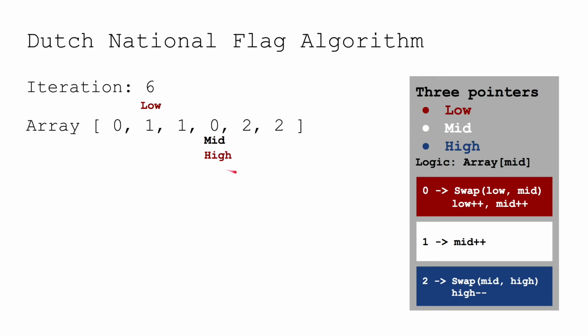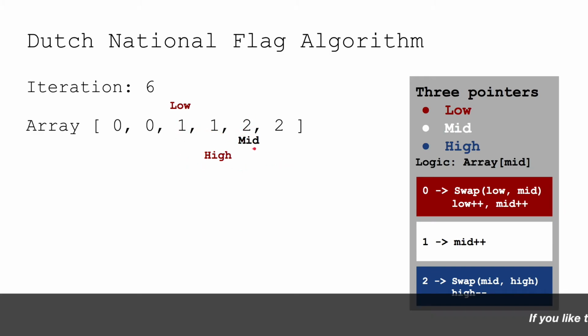In the 6th iteration, we'll simply check the value at mid. The value at mid is 0. So for 0, what do we need to do? We need to swap the values between low and mid. Here the value at low, which is 1, and the value at mid, which is 0, will get swapped. Okay. And next we need to increment the low and mid pointers. So your low will come to this third position, and the mid pointer will come to this position, so it will look something like this.